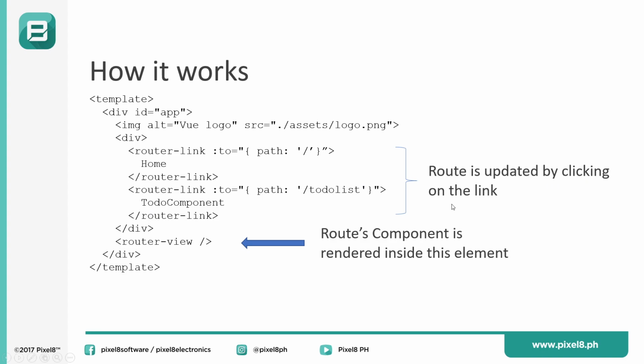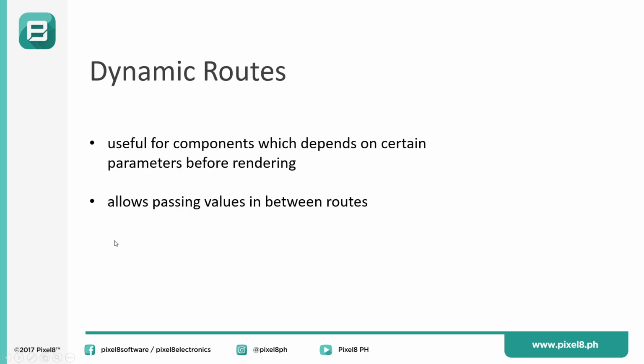Also, whatever the component is attached with this path, it gets rendered inside this router view. You click the home, the component attached to this path gets rendered inside this element. The same goes for this one. It gets rendered inside this component as well. So aside from that, we also have dynamic routes.